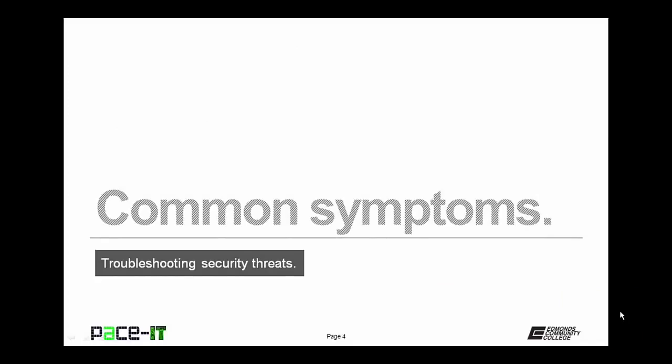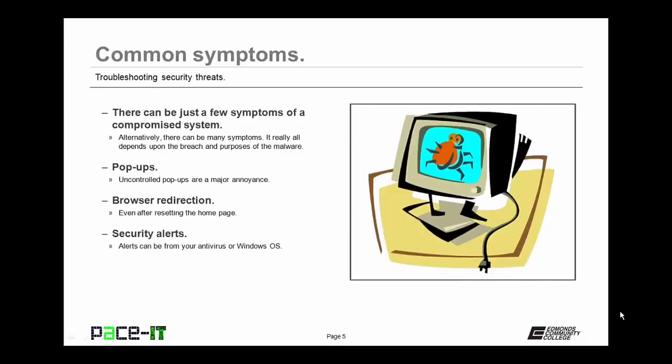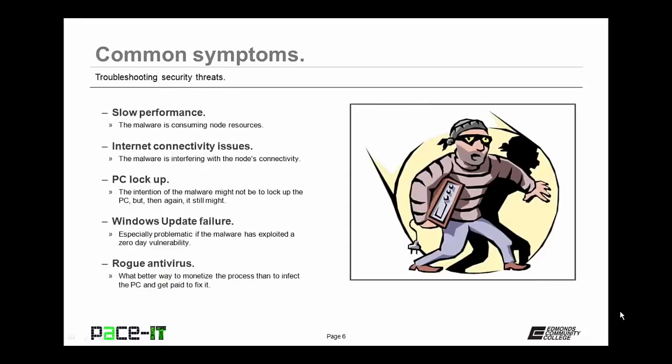So of course, we're going to begin this session by talking about common symptoms of security threats. There can be just a few symptoms, or there can be multiple symptoms that can all point towards a breach or a malware infestation. You may be experiencing uncontrolled pop-ups, browser redirection, even after you reset the home page. You may be getting security alerts from either your antivirus or from the Windows operating system. Unusually slow performance also points towards a malware infestation.